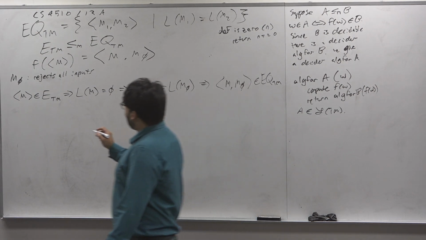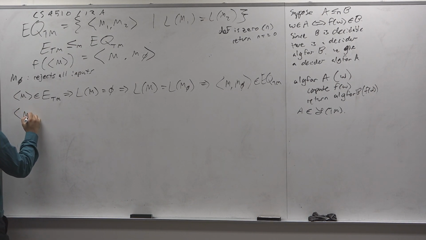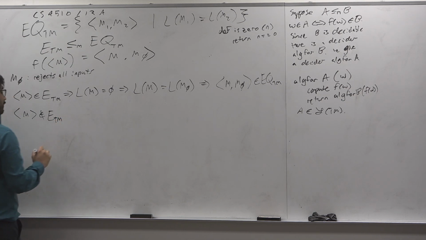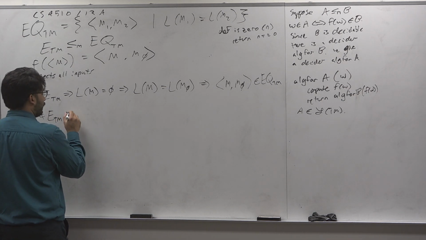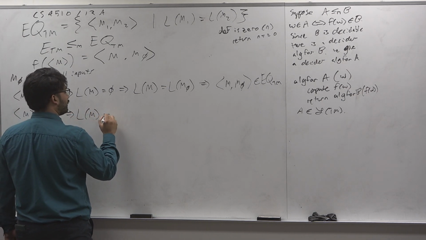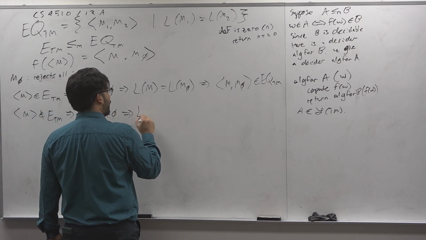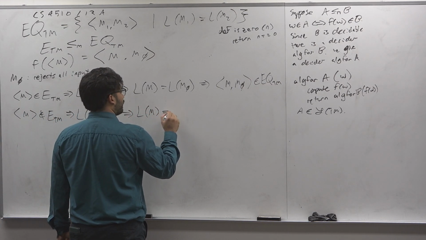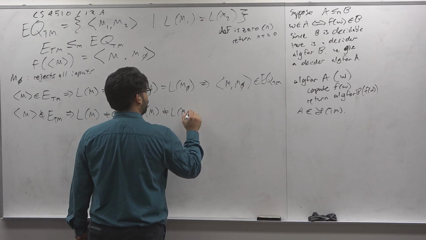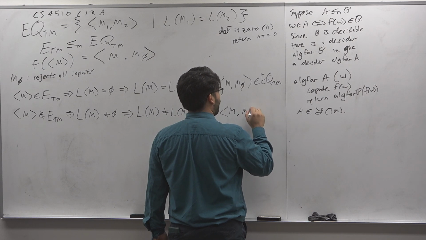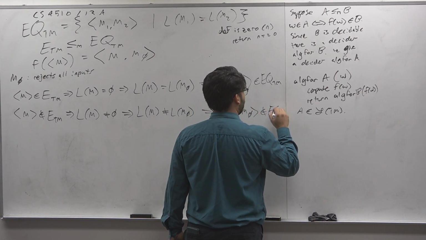Similarly, if M is not in the set ETM, then the language accepted by M is not the empty set. Whatever it is, it accepts some string. Then the language of M does not equal the language of M-empty-set. Thus, the string M comma M-empty-set cannot be in EQTM because they are not equal.